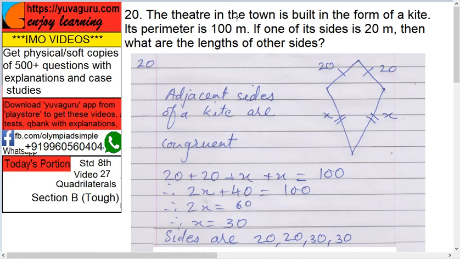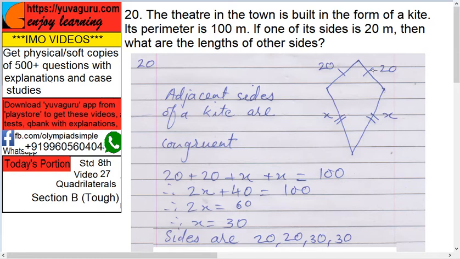Next, a theater in the town is built in the form of a kite. So this is a kite. Kite means two pairs of adjacent sides are equal. Its perimeter is 100 meters, the total of all sides is 100 meters. If one of its sides is 20 meters, then what is the length of the other side?